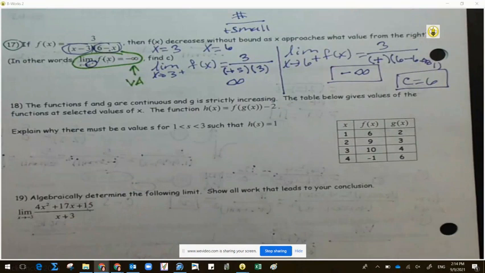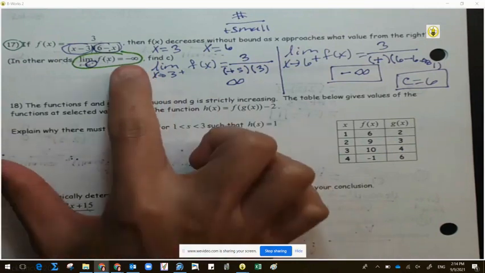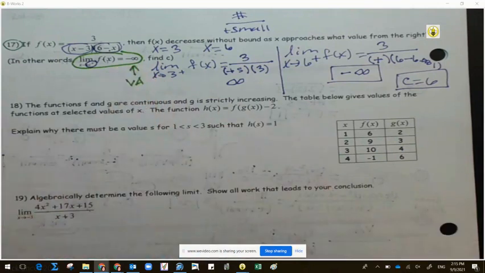Wait, what does it mean decreases without bound? Without bound basically means there's a vertical asymptote. It's just defining what the vertical asymptote is. And decreases means negative infinity. So then, on the left, would it be when c equals 3 to infinity? If it equals 3, it's going to be positive infinity, but the question asked us, when is it negative infinity? Oh, when c is approaching 6.